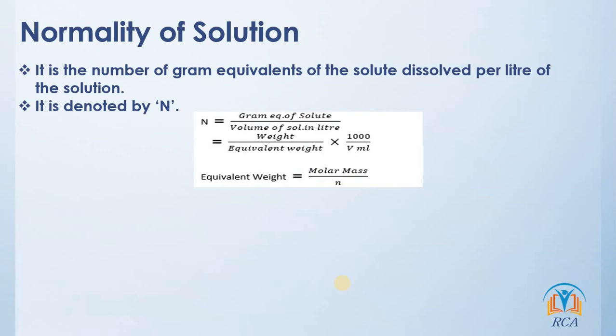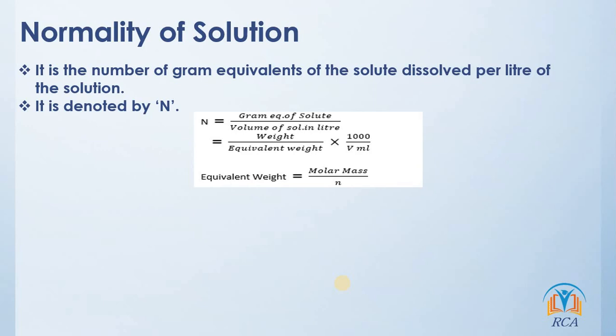Now we have come across this term quite often in our laboratories as well. We are doing some experiments and we are given a solution. Either it's an M by 10 or an M by 20 solution, or it can be an N by 5, N by 10 solution. So what are those solutions? Those are molar solutions or normal solutions. So right now we are dealing with normality.